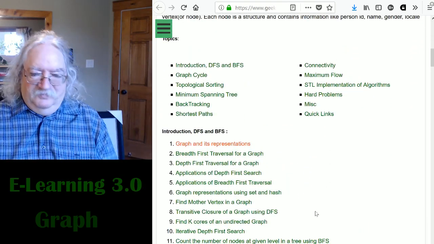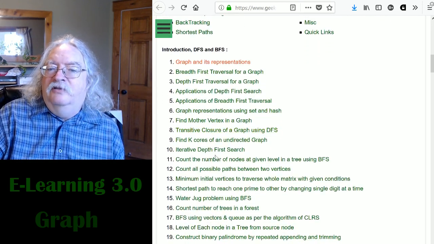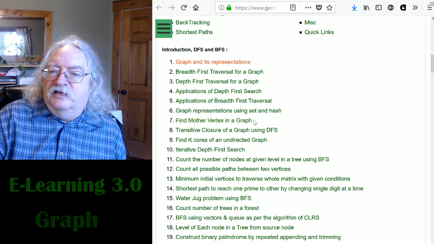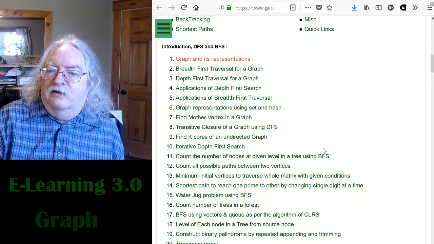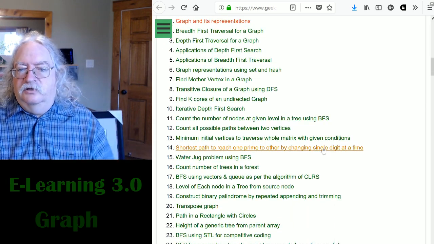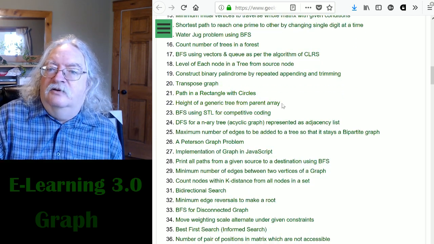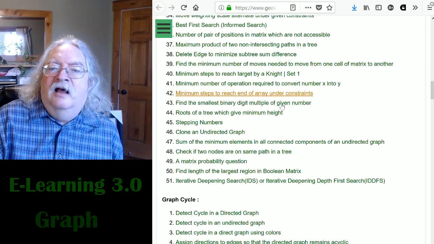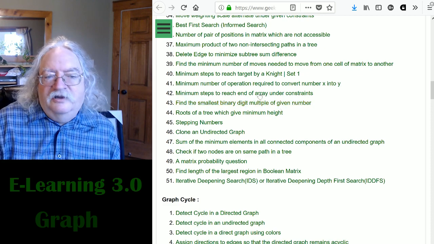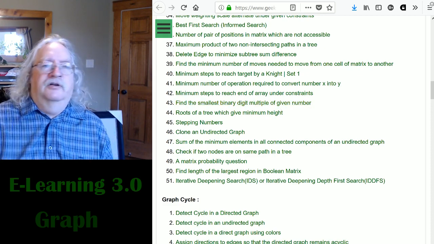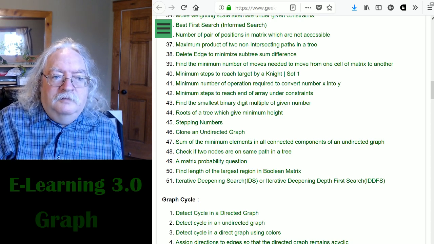So I threw a resource into the course, which I probably shouldn't have, with all of these different things, right? Find mother vertex in a graph. Find k cores of an undirected graph, right? So k cores might be clusters or whatever. Transpose graph, path in a rectangle with circles. You know, all these things you can do with graphs that you can't really do with a linear network, because all you can do with a linear network is go from the beginning to the end, maybe do a word cloud.